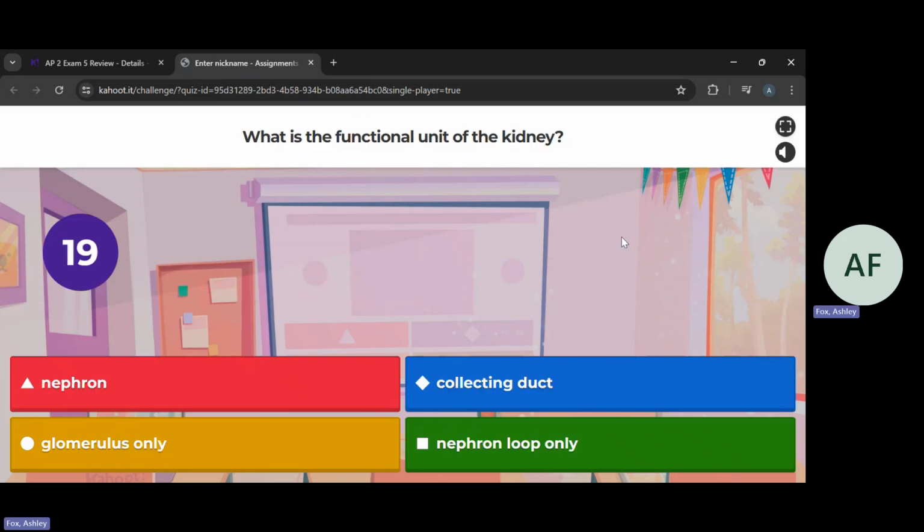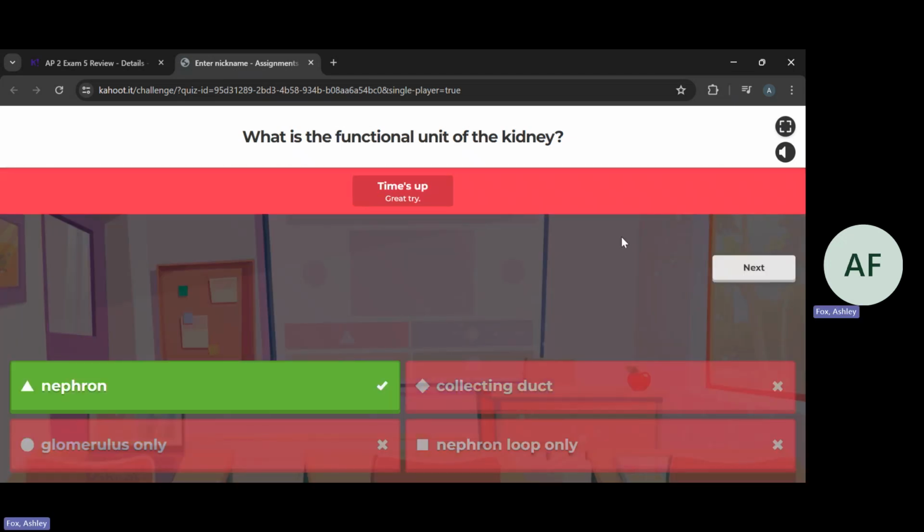What is the functional unit of the kidney? Nephron, collecting duct, glomerulus only, nephron loop only. That is the nephron. So the functional unit, what is making urine in the kidney, is each nephron. They work together with the glomerulus and the proximal convoluted tubule, the nephron loop, the distal convoluted tubule, all part of the nephron, and all of it is making urine all together.